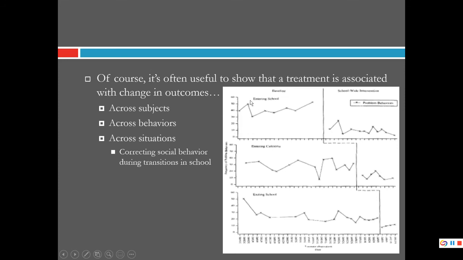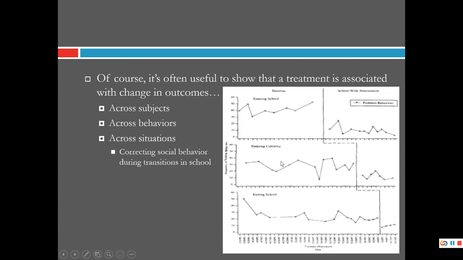So when students are entering school, when students are entering the cafeteria, and when students are exiting school, there's some sort of intervention that the school has implemented to reduce these types of behaviors. So if you just had entering school and you had this intervention that seemed to change things, like, wow, we have way fewer problem behaviors when people are entering school after this intervention, it must be working. Well, it might be, but it's nice to have multiple indicators of that.